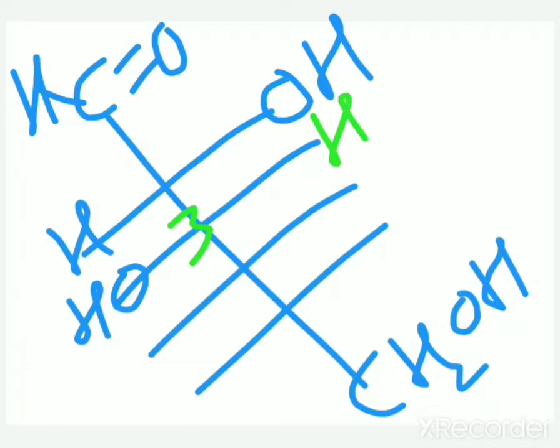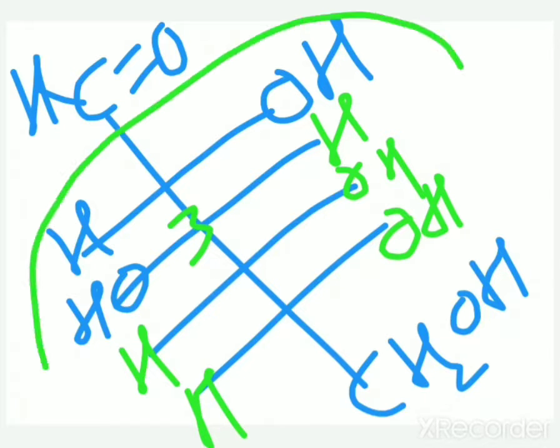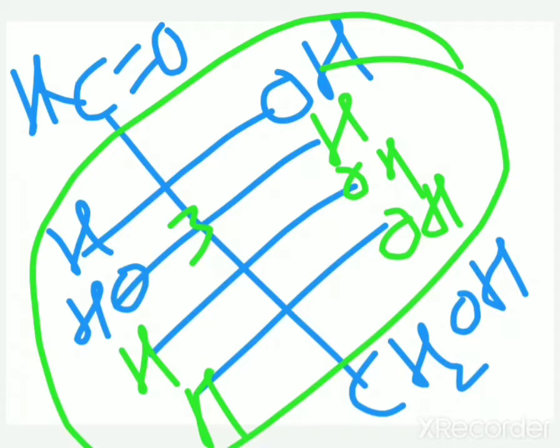H, HOH, HOH. Here 4 HOH are present in glucose, but one OH is on the left side, that is the third carbon OH. This is the structure of glucose. Students, this is the structure of glucose.